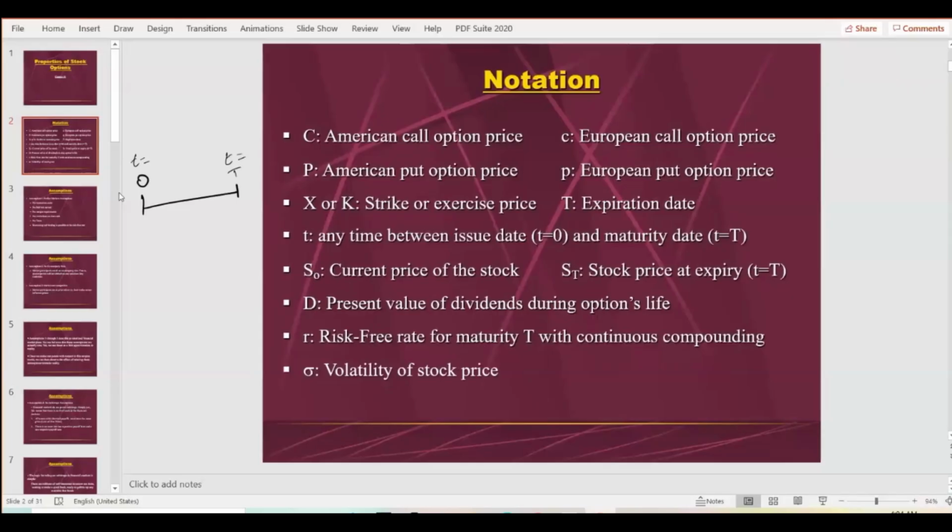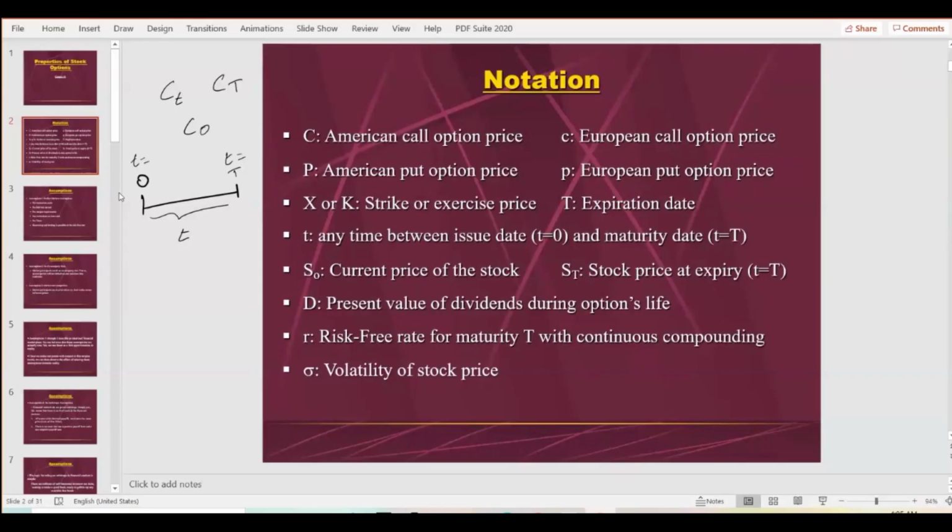Whenever you see lowercase t, so for example, if you see CT, this is the American option price at any time between time t equals 0 and the expiry date. If we want to talk about C capital T, this refers to the price of the American call option exactly at the expiry date, while C0 is the American call option price at time t equals 0, like when the option is first issued.